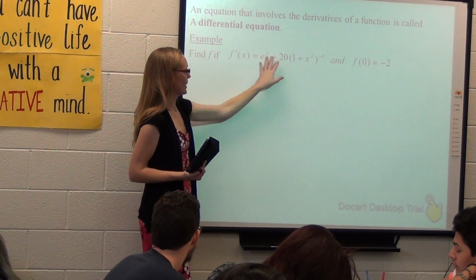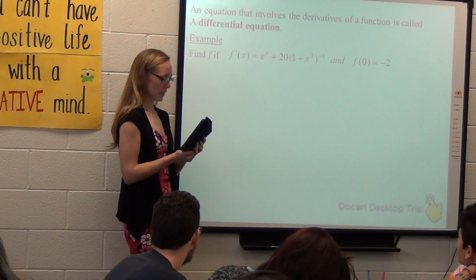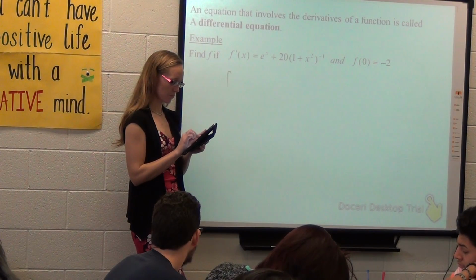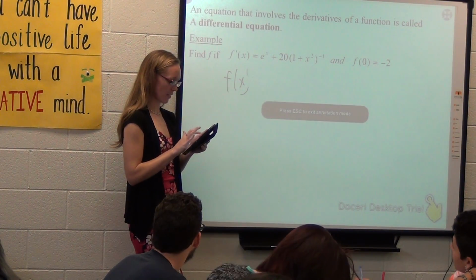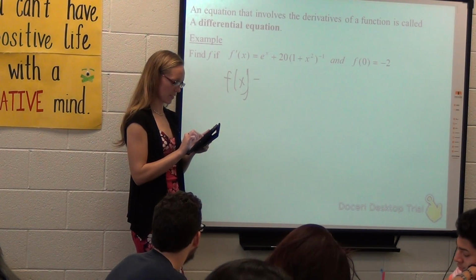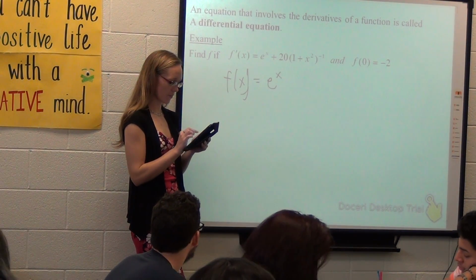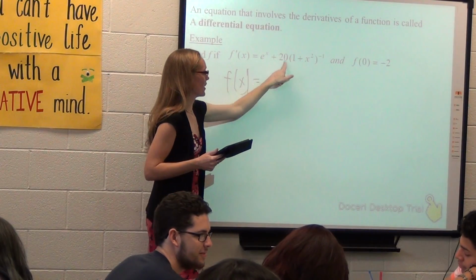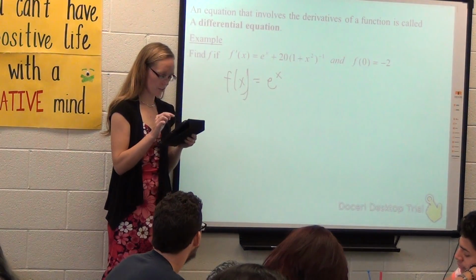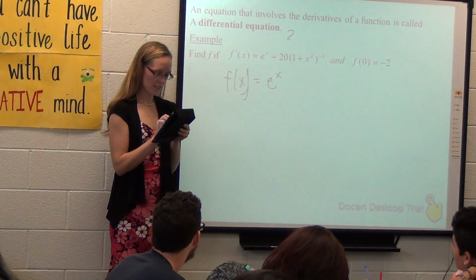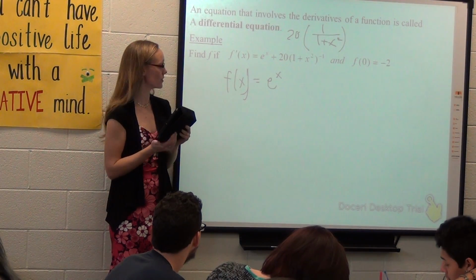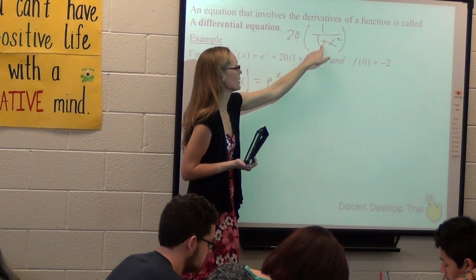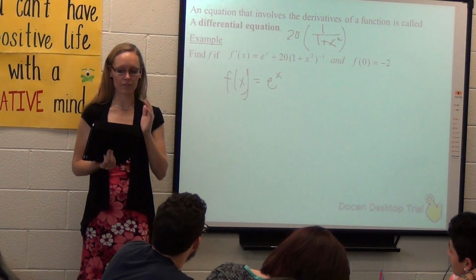So we're going to take each of these individually. We're going to start with the antiderivative of e to the x. What is the antiderivative of e to the x? E to the x. Okay. Now let's look at this a little differently, and you're going to go to your chart in just a minute here. This is 20 times 1 over 1 plus x squared, right? Because they're telling me that this is to the negative 1, which means it's really in the denominator of a fraction.